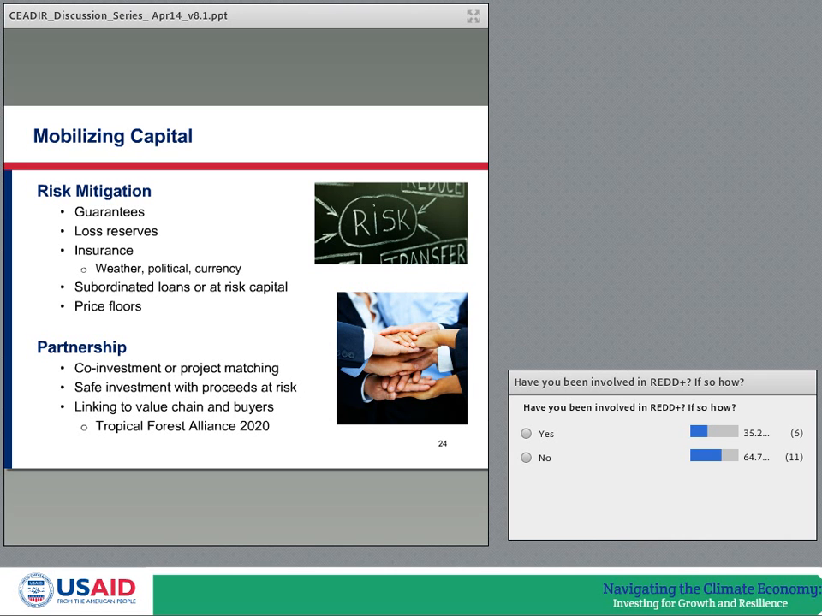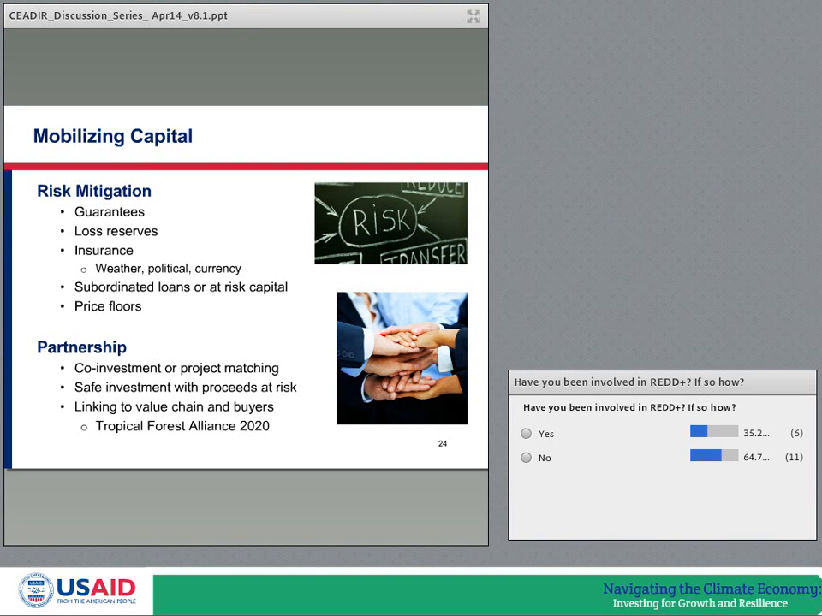And you can read about it on environmental finance. It's a pretty unique structure. And then finally, linking to some of the supply chains through TFA 2020. Tropical Forest Alliance 2020 focuses on sourcing certain commodities from non-deforested resources. They include soy, palm, wood and pulp products, and beef and cattle. And so if you can link through your REDD project or through your Sustainable Landscapes project some of the buyers of these commodities, it would be diversifying your risk as well.